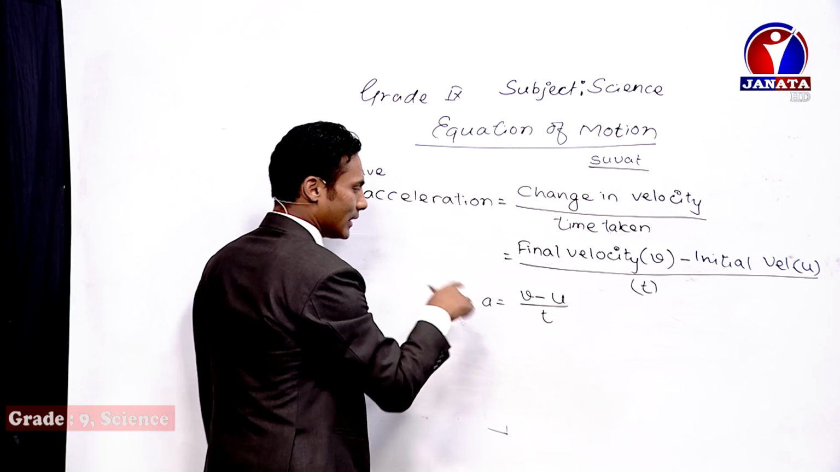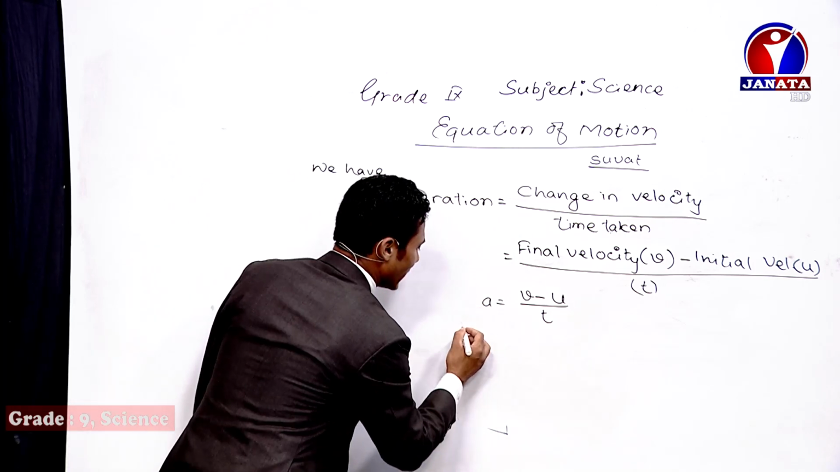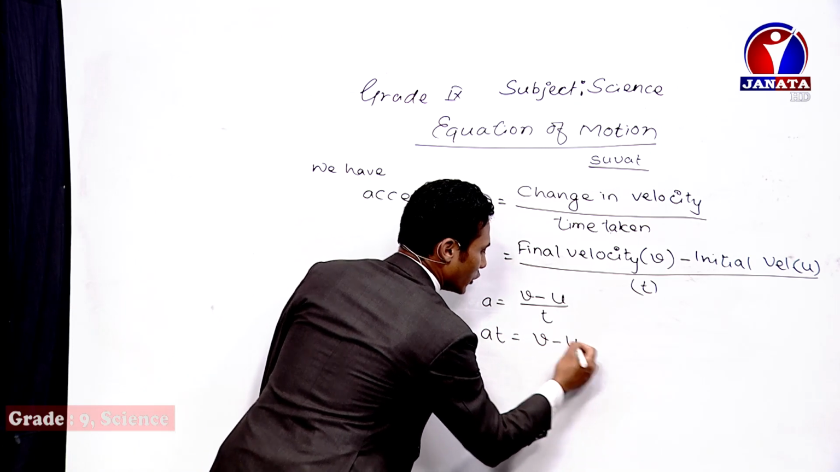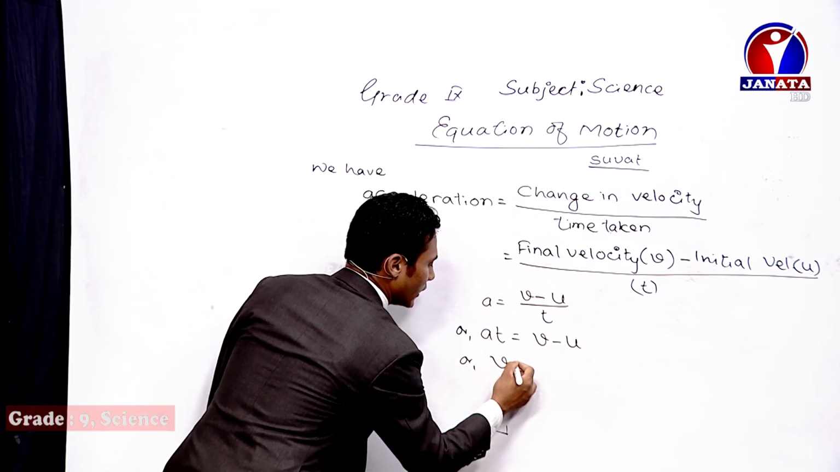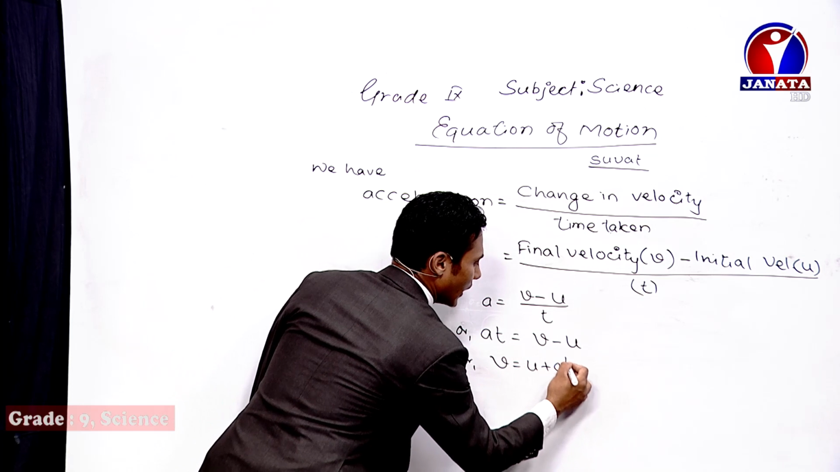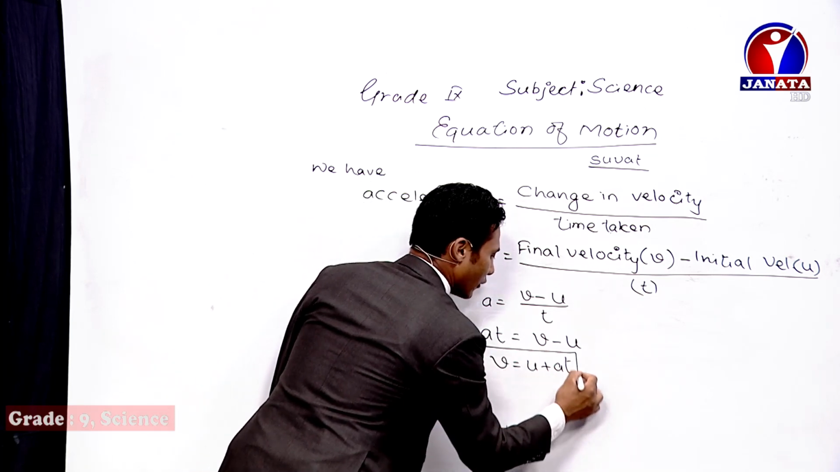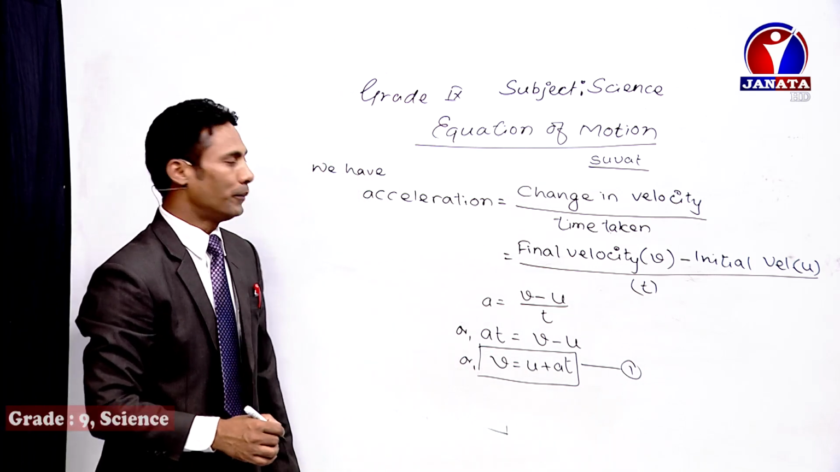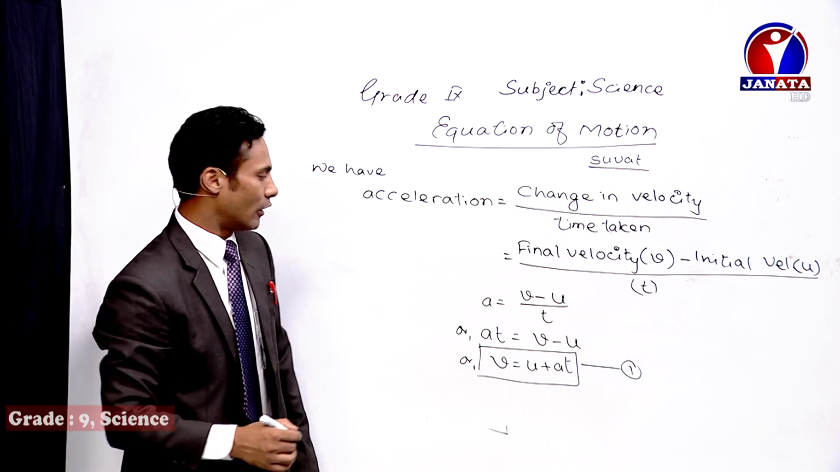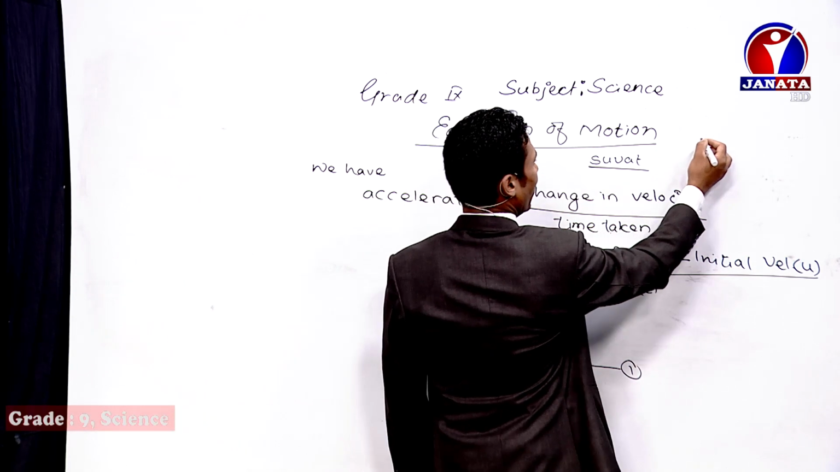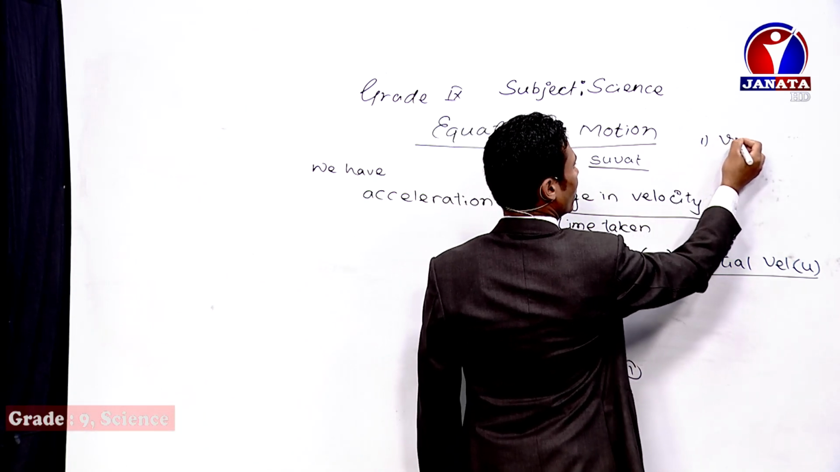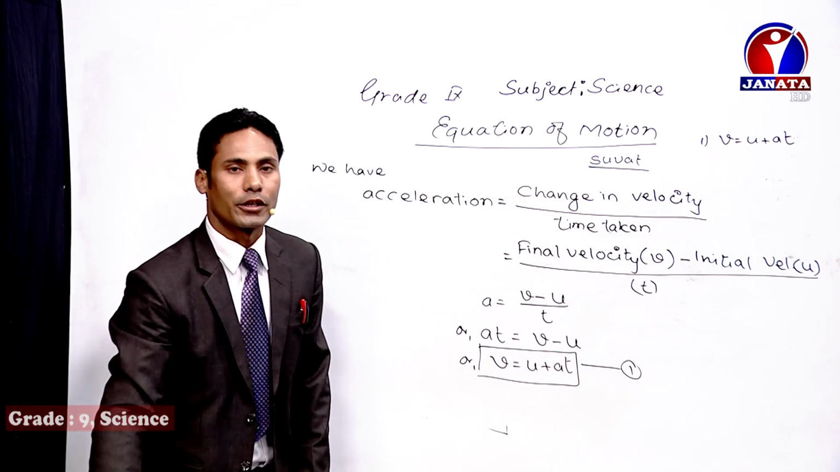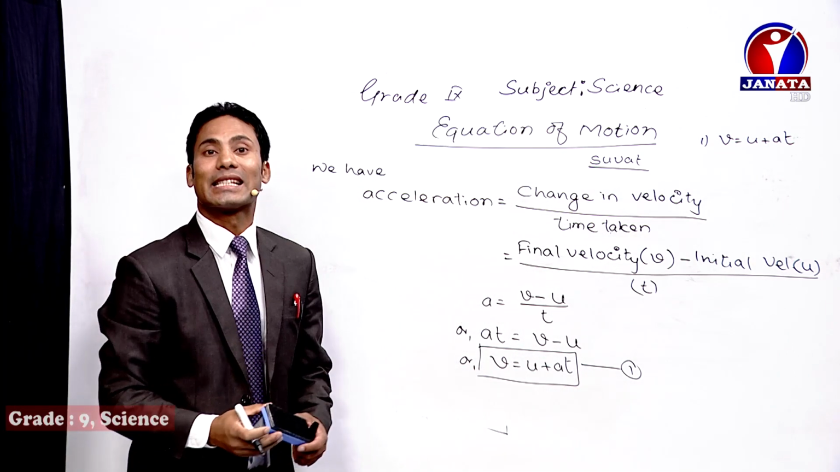Now let's simplify this: at equals v minus u, or v equals u plus at. This is the first equation of motion. Clear? Let me write it down here. First equation: v equals u plus at. So let's move on to the second equation.